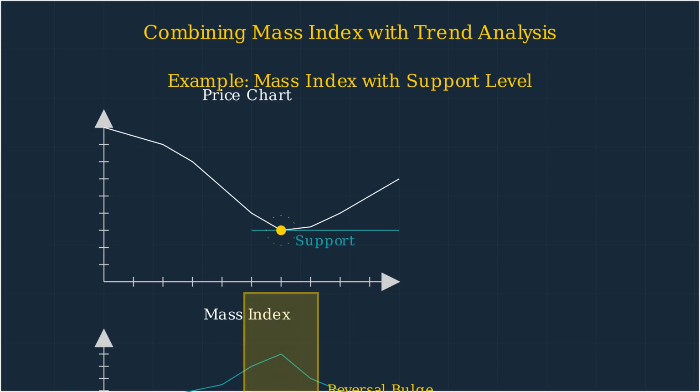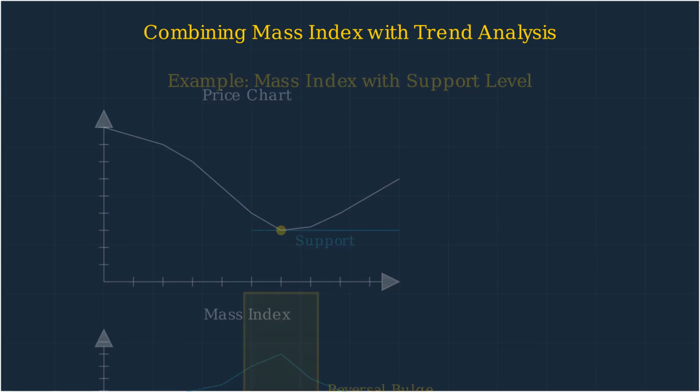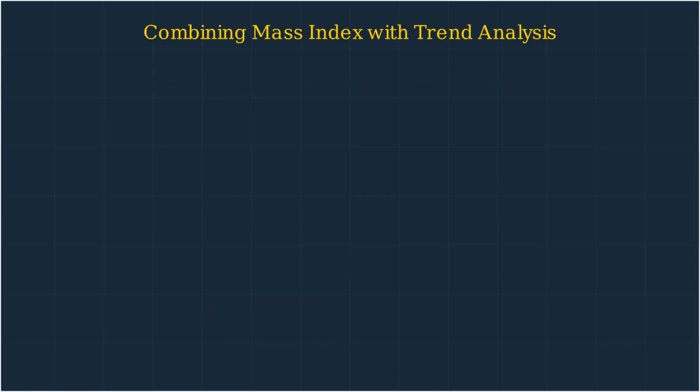This combination of a mass index reversal bulge occurring precisely at a major support level provides a stronger signal than either indicator alone. Let's examine why this combination approach is so valuable. Here are the key benefits of combining mass index with trend analysis tools.